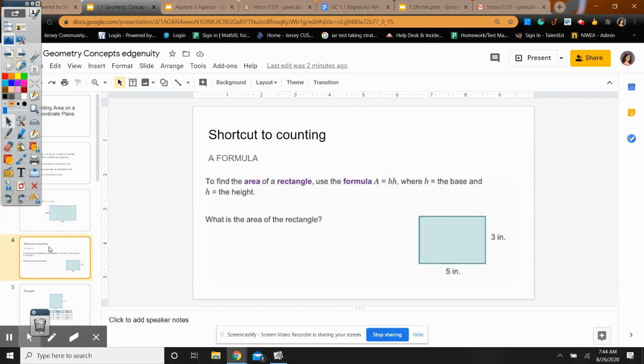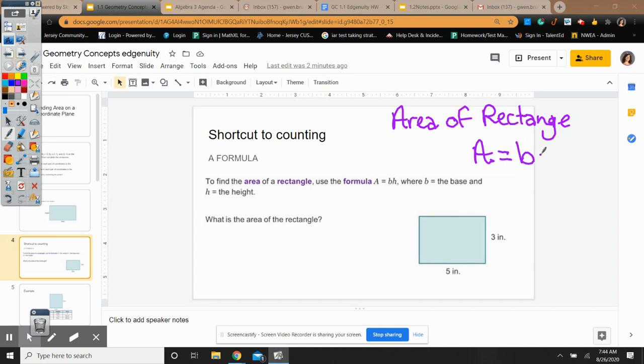And the formula we are going to use is area of a rectangle. Area of a rectangle is area equals B times H, or base times height. So for this particular rectangle, it has a base of 5 inches, a height of 3 inches. The area is going to be 5 times 3. And if there would have been squares here, you would have been able to count them. But there's not. There's going to be 15 total squares in there.